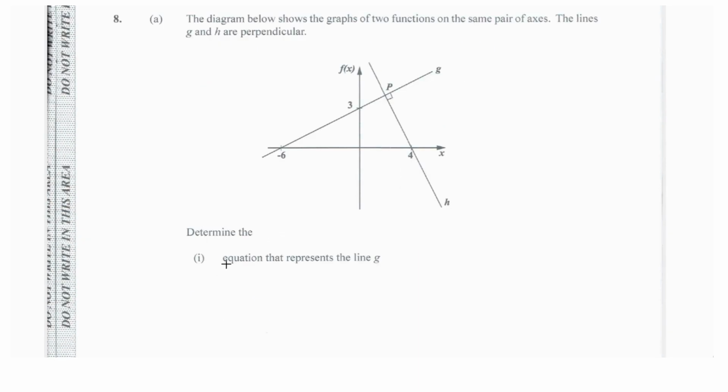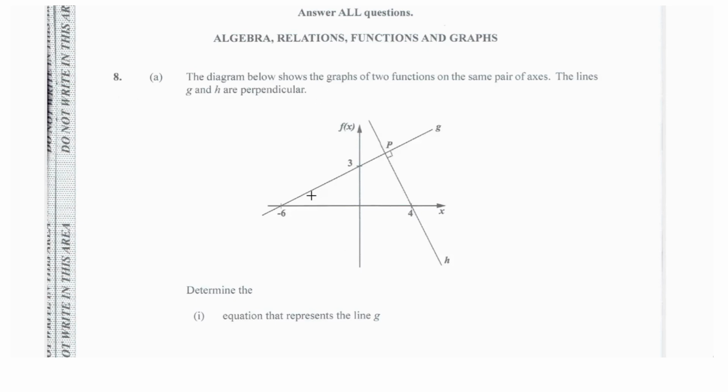So part 1, you're asked to determine the equation that represents the line G. So the line G cuts the y-axis at 3 here. Let's just mark this. So this is 0, 3. So the y-intercept there is 3. And m, the gradient. So this is c. M, the gradient here, is the change in y over the change in x. The change in y here is 3 and the change in x is 6 units. Therefore, the graph is sloping upward, so it's a positive gradient, so we have a half.